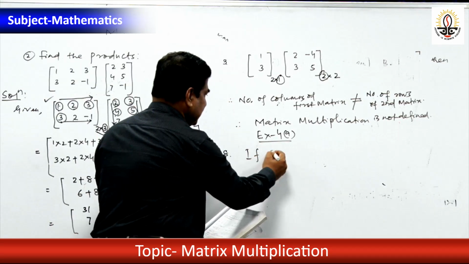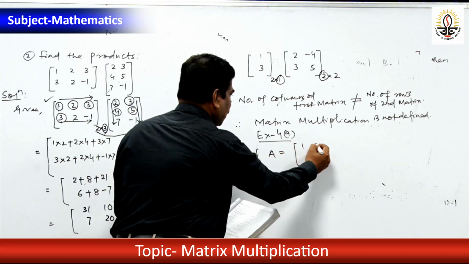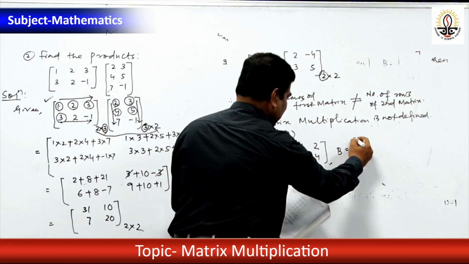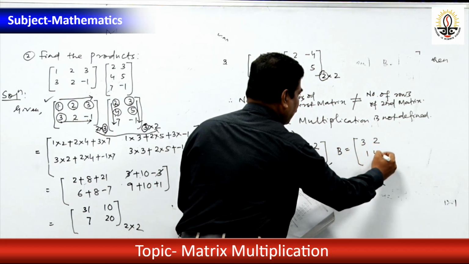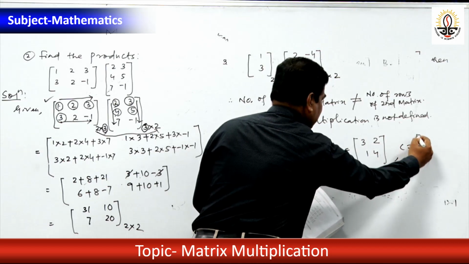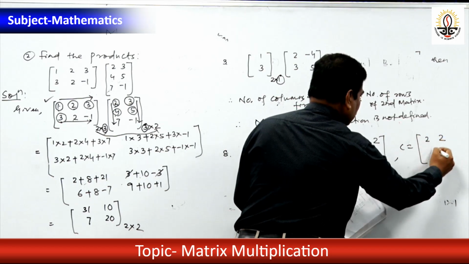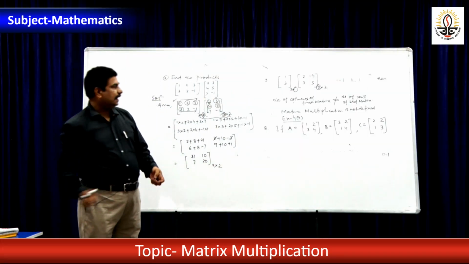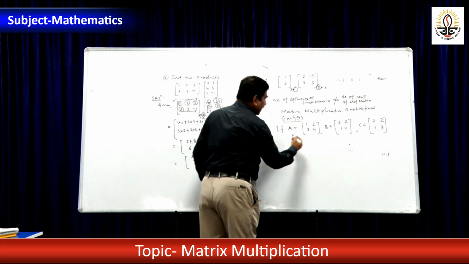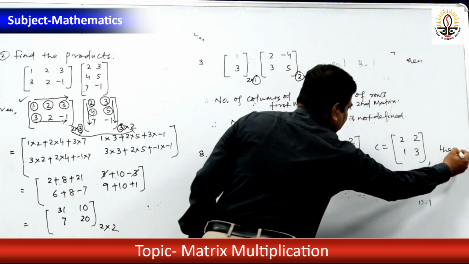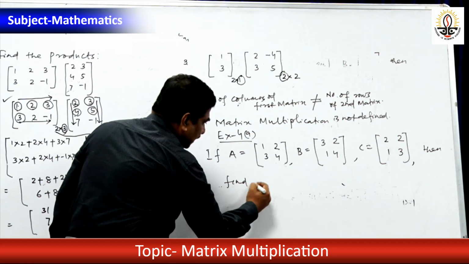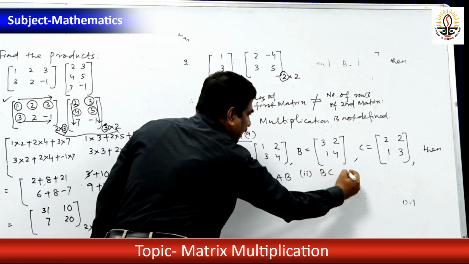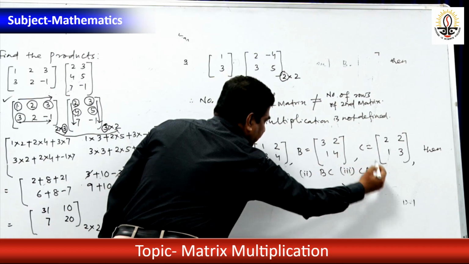The question is: if A is equal to [1, 2; 3, 4] and B is equal to [3, 2; 1, 4] and C is equal to [2, 2; 1, 3] dear. Here you see 2, 2 and 1, 3. We have to find first AB, second BC and third CA.